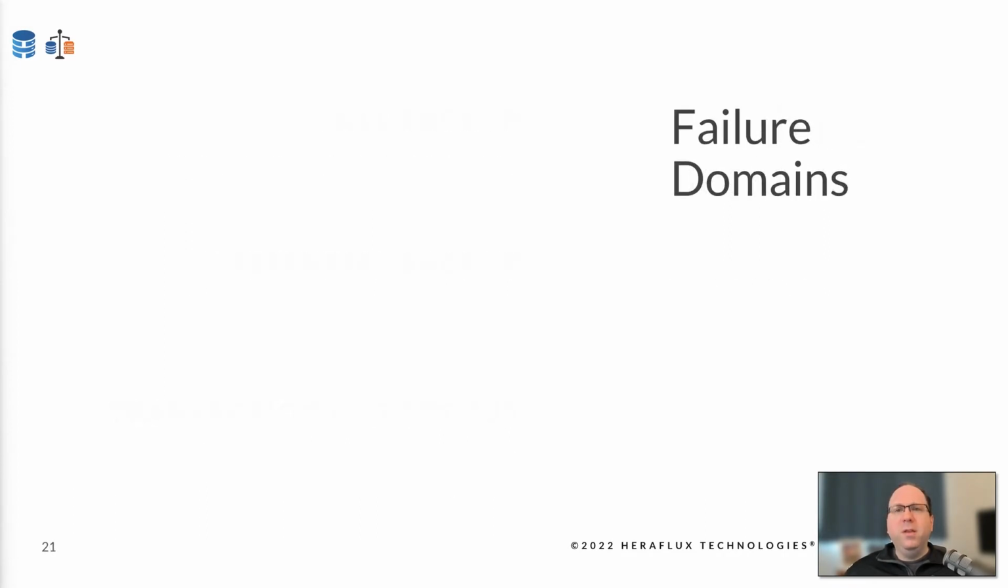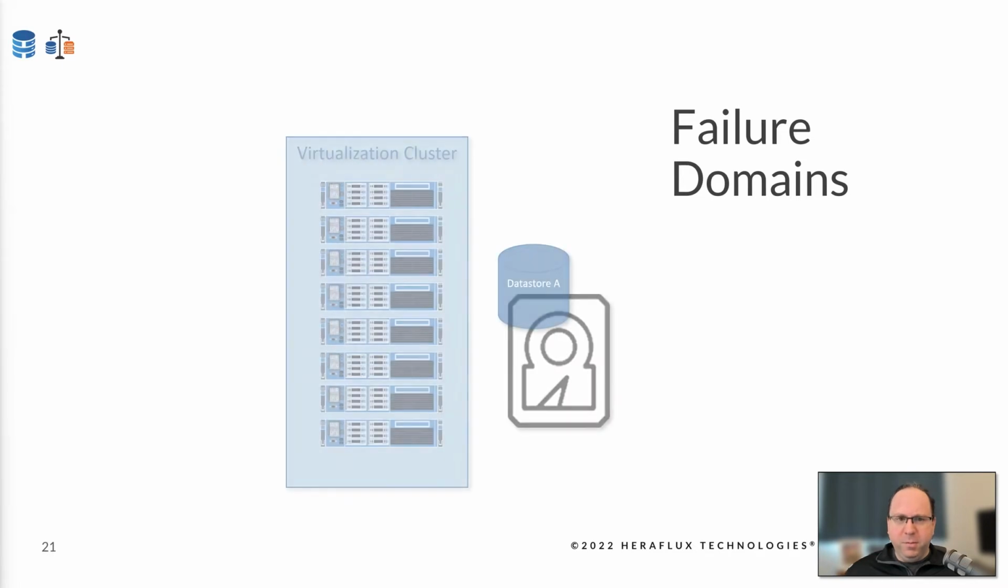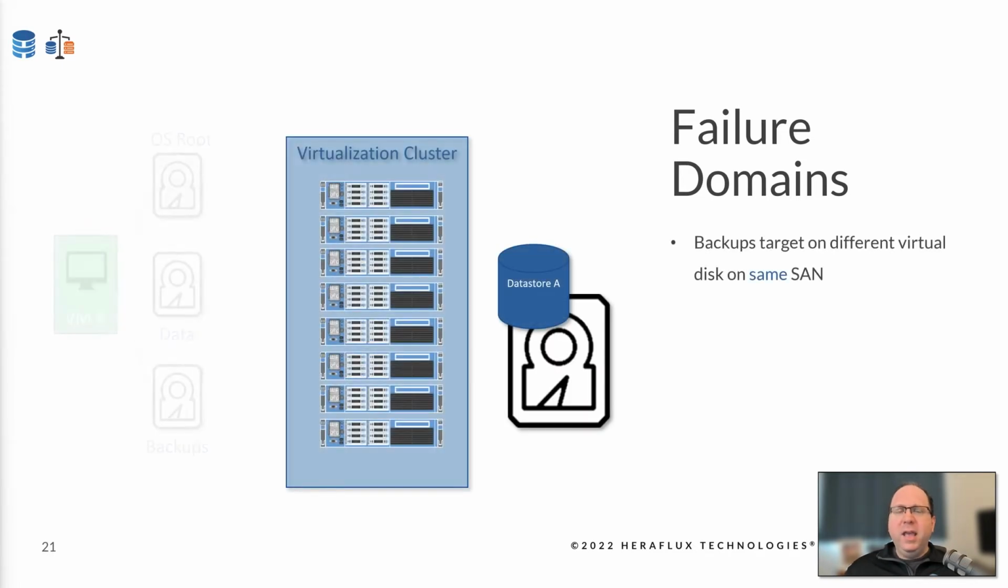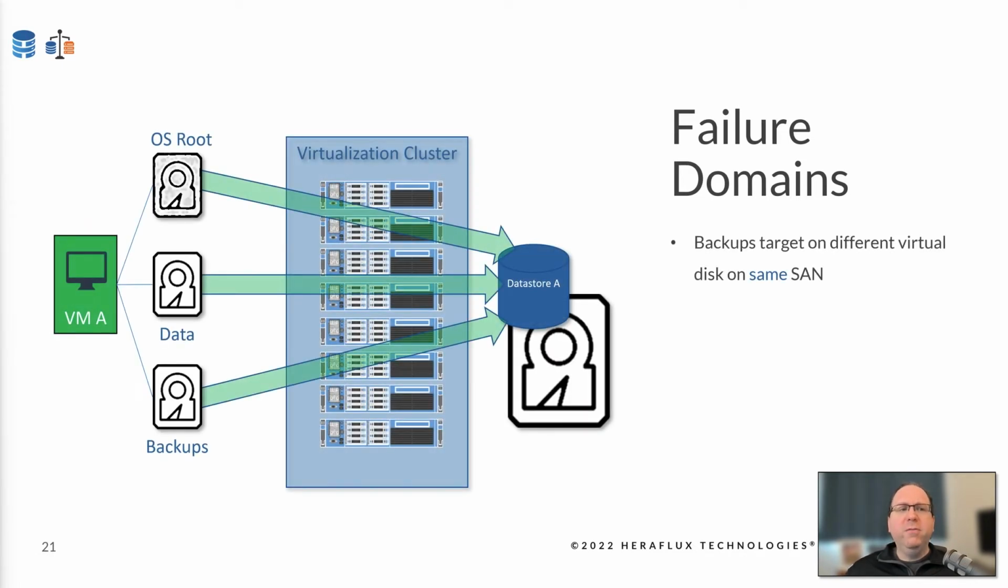Now, let's take a really good look at our failure domains here. If I have a virtual machine and I've got a handful of database objects on virtual disk, so data, backups, normal stuff, and I'm backing them up to the same SAN and the same LUN that all the data is on, which is honestly very common, this can be a challenge. Even if it's different LUNs on the same SAN, that SAN is still a single point of failure.